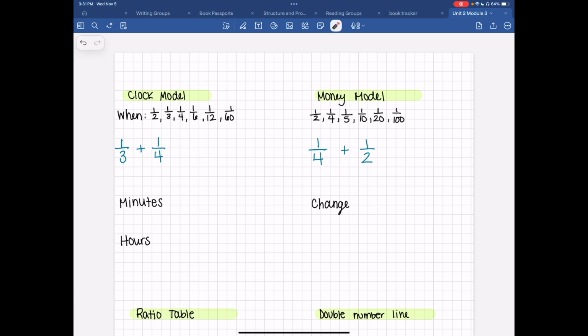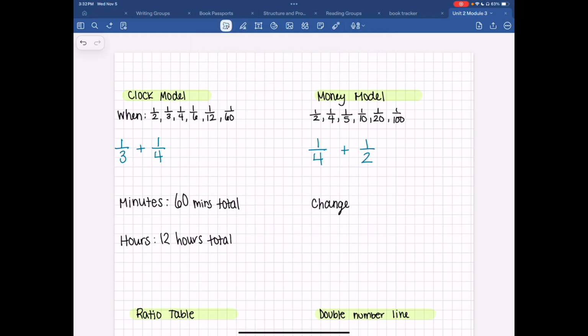So in my class, we talked about when to use a clock model. Some of the fractions that tell us when to use a clock model would be halves, thirds, fourths, sixths, twelfths, and then sixtieths. Okay. The biggest thing to remember is that you can either use the clock model to do minutes, which would be 60. Let me change my color really quick. We have 60 minutes total in an hour. Or we can think about doing hours. So we have that 12 hours on a clock. Sorry, I should have put minutes here.